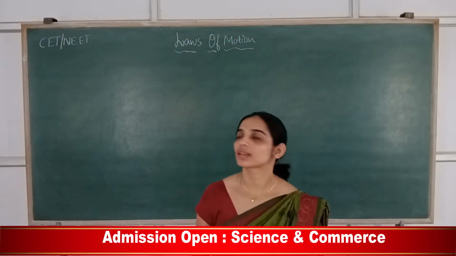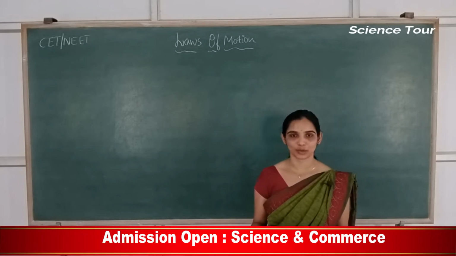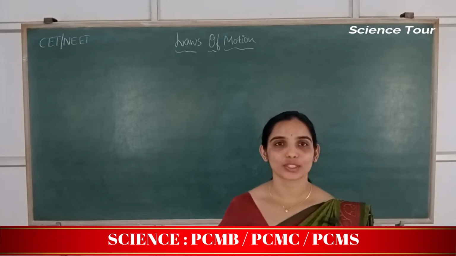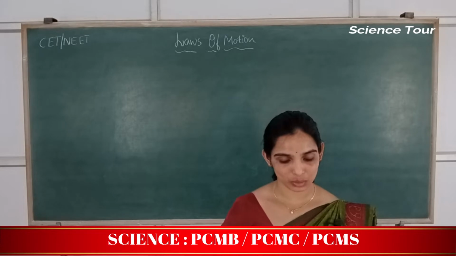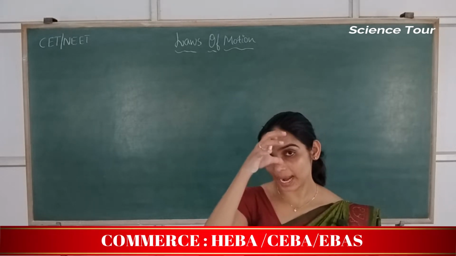So we were solving problems related to laws of motion. Let's move to the next problem. Question number 6. Three blocks A, B and C, each of mass 2 kg, are hanging over a fixed pulley as shown in the figure.